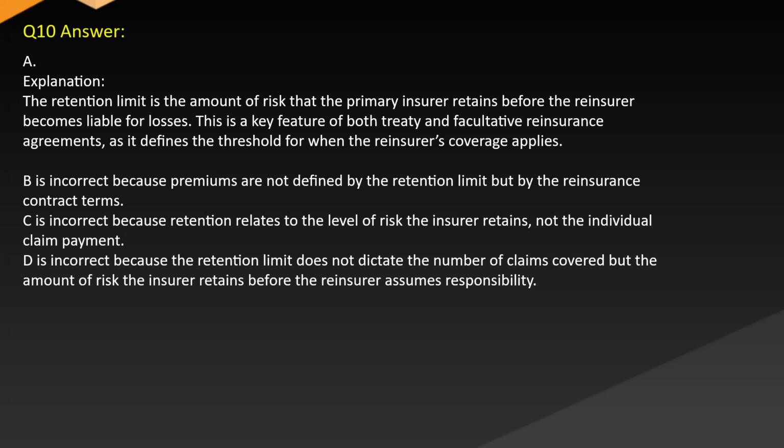B is incorrect because premiums are not defined by the retention limit but by the reinsurance contract terms. C is incorrect because retention relates to the risk the insurer retains, not the individual claim payment. D is incorrect because the retention limit does not dictate the number of claims covered but the amount of risk the insurer retains before the reinsurer assumes responsibility.